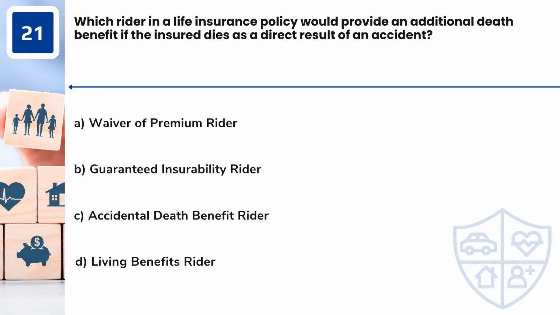Question 21. Which rider in a life insurance policy would provide an additional death benefit if the insured dies as a direct result of an accident? A. Waiver of premium rider. B. Guaranteed insurability rider. C. Accidental death benefit rider. D. Living benefits rider.